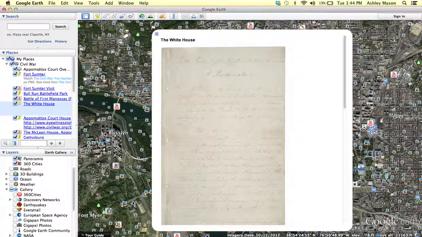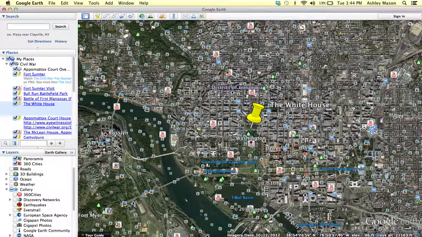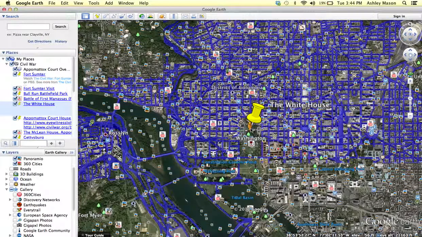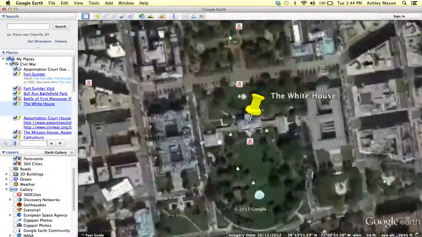Okay, so the next one we're going to do is Street View. And what we're going to do is we're going to click on our little man, and we're going to take him down to the White House, and we're actually going to go inside the White House.